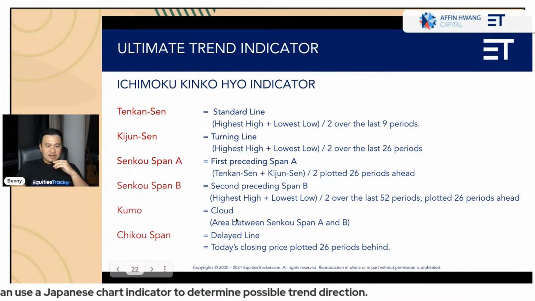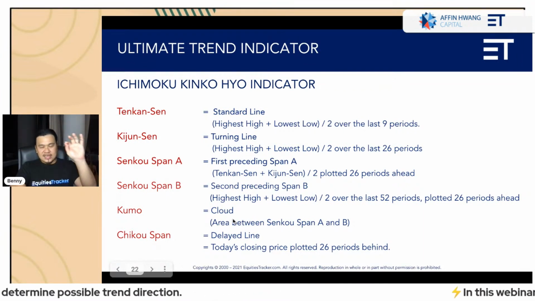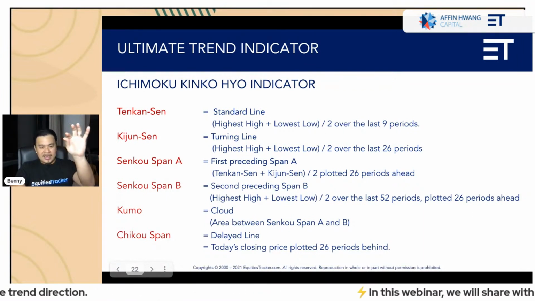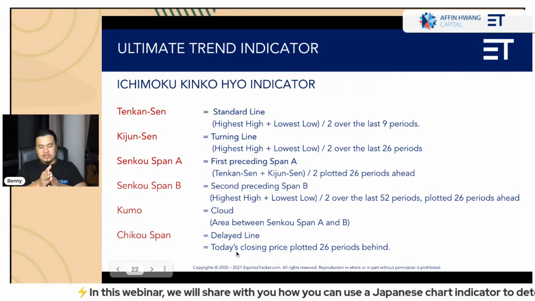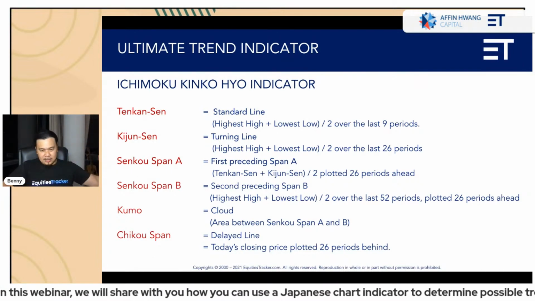All right. And then we have the cloud, right? The cloud is the area. The cloud is not a line, it's just the area between A and B, span A and span B. Okay. And then we have the delayed line. Okay, the delayed line is basically today's closing price, but it's plotted 26 days ago.